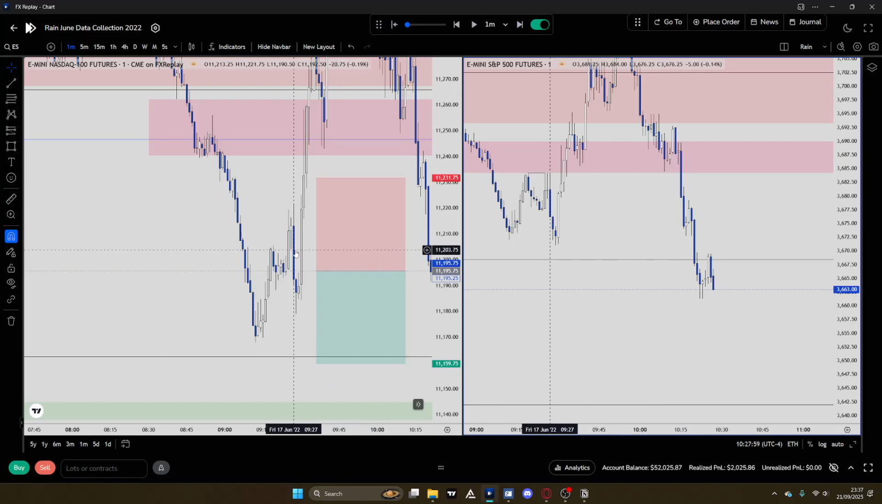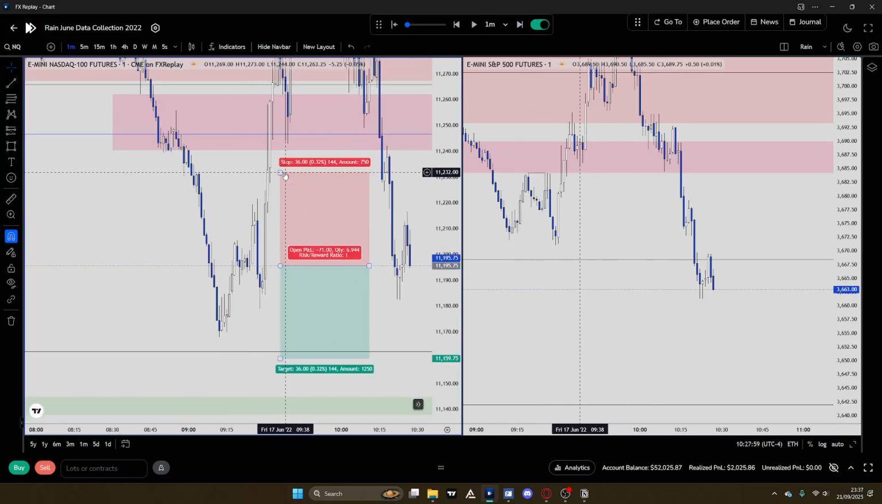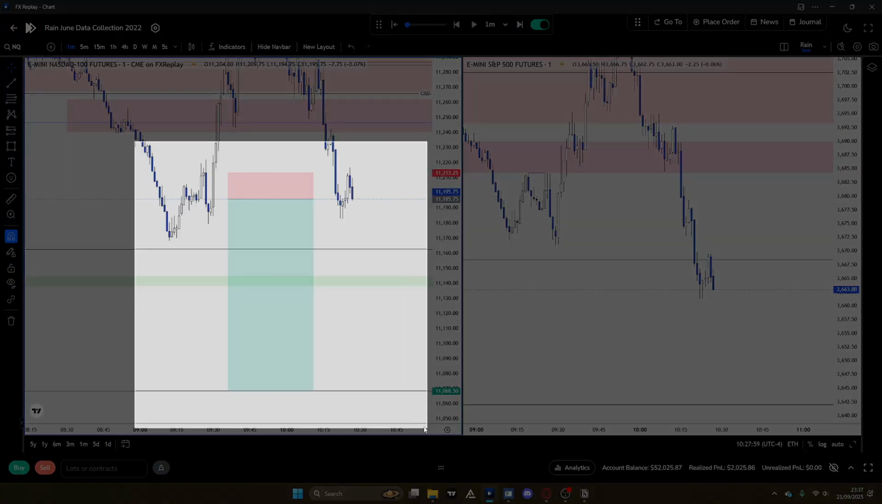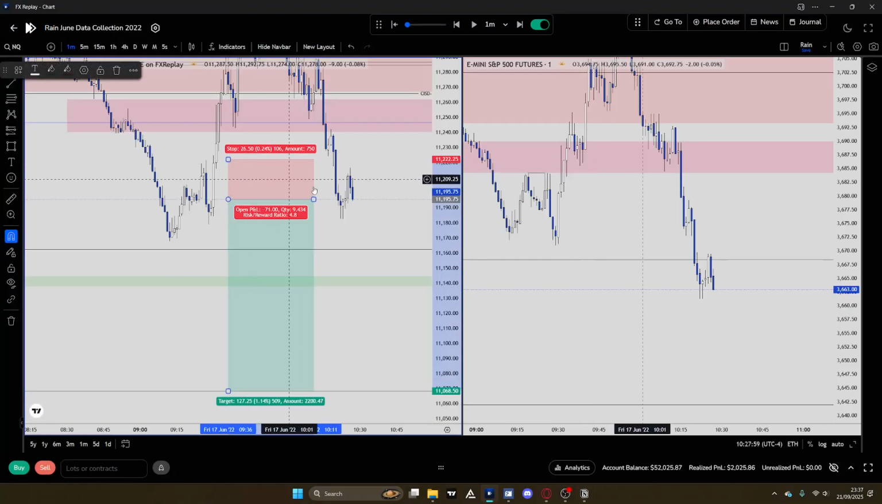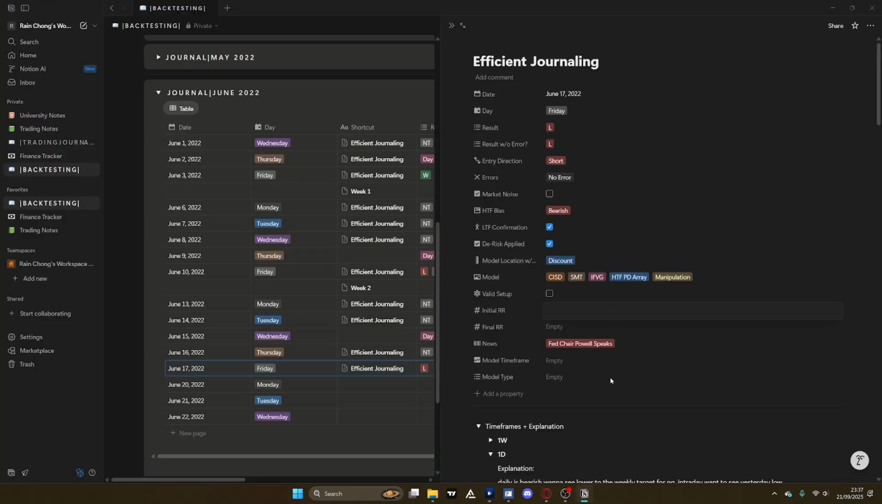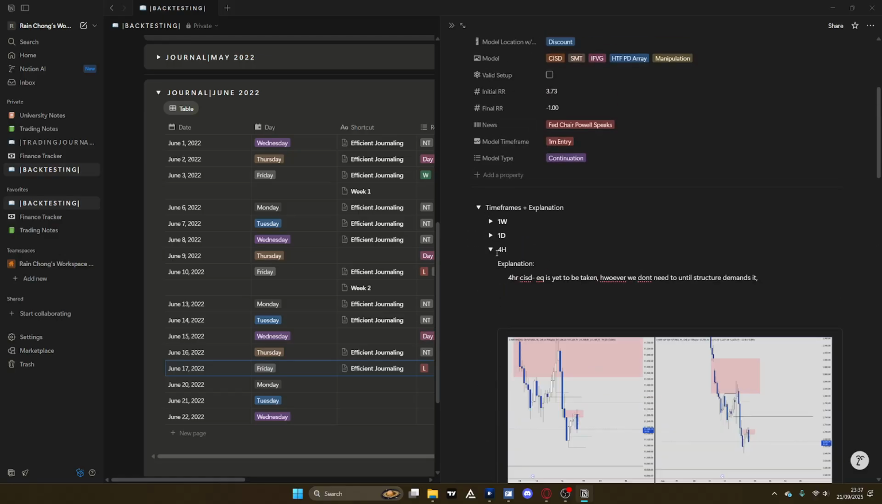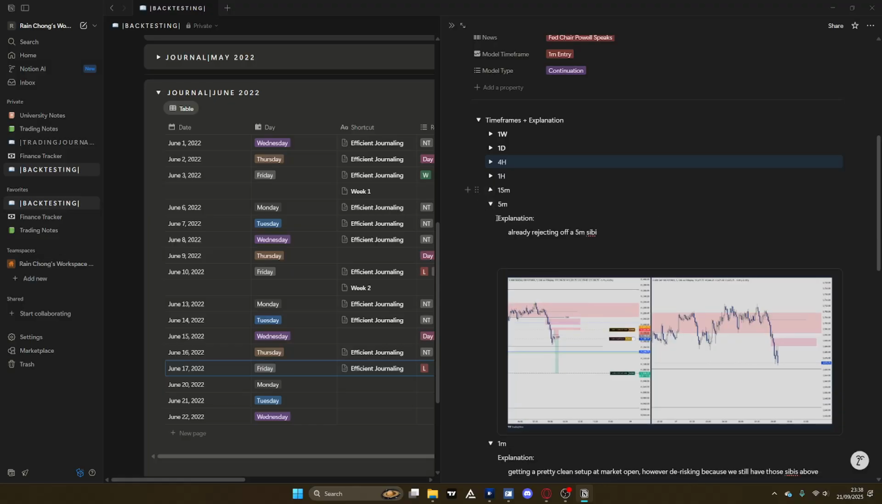What's that? Yeah. Literally no red flags on this trade. I think I would take this again, honestly. Oh wait. It's 4.8. It's here, 3.7 there. Model time frame was on the 1 minute. Model type was continuation. So yeah, that's the Friday.